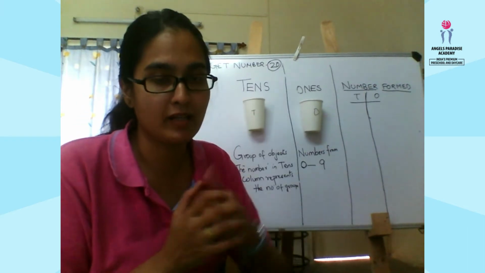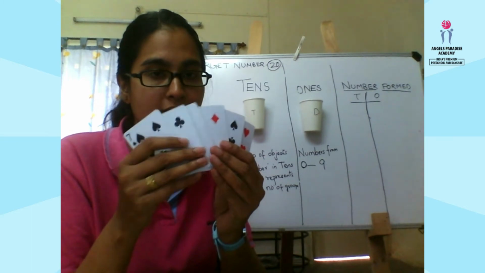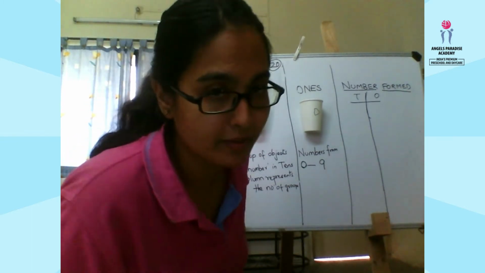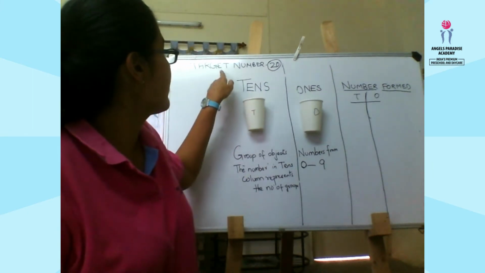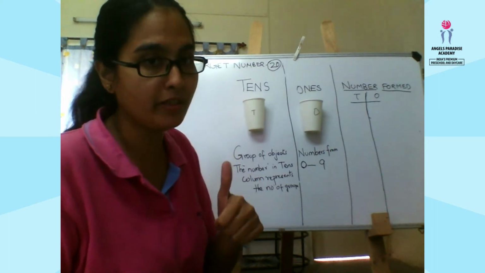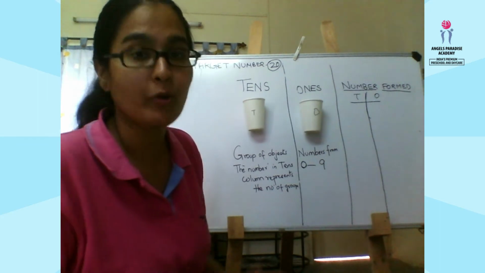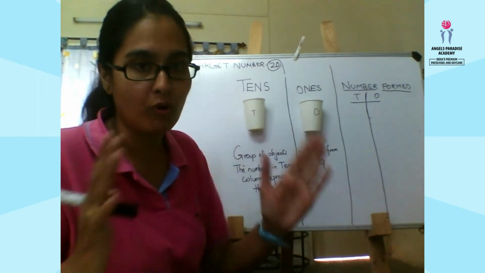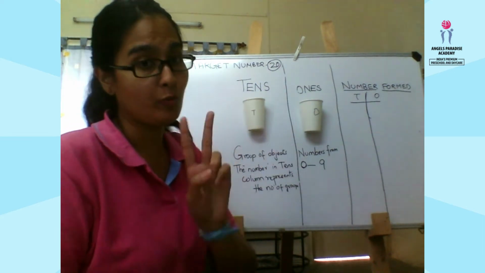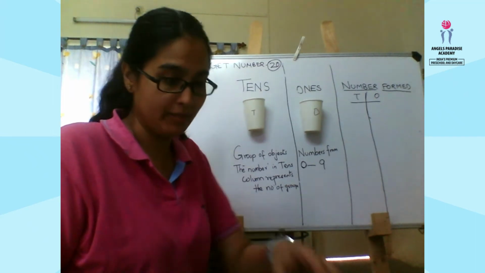Okay, we will see an example. I have a set of cards here, and we are going to set one target number to understand the concept better. We have set the target number as 20. And how do we write 20? 2 in the tens column and 0 in the ones column. What do you mean by 0 in the ones column? There are no objects in the ones column. And why do we write 2? It denotes the number of groups of objects. Okay, we'll see it now.